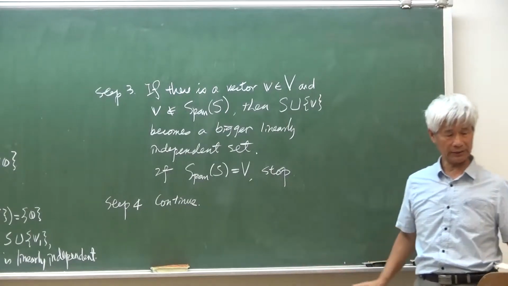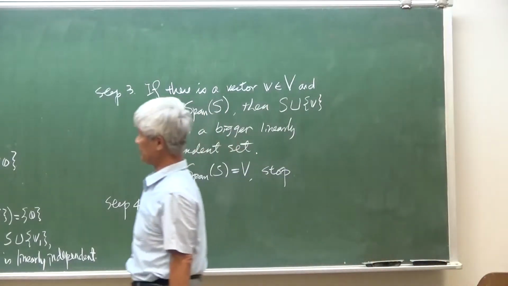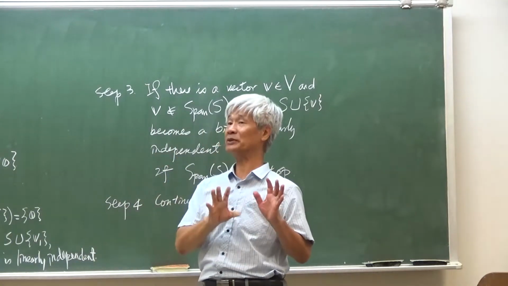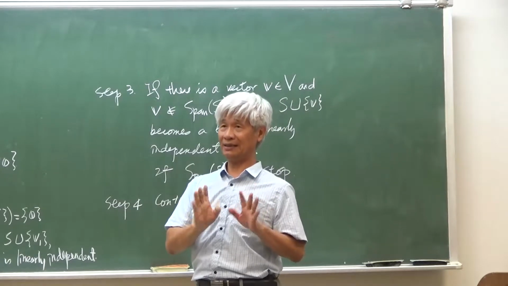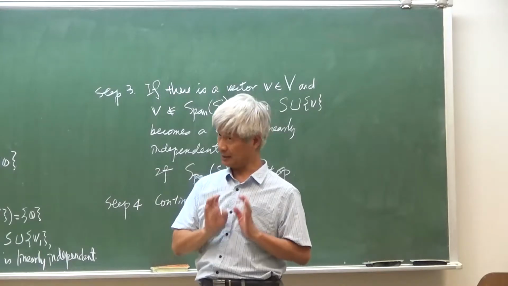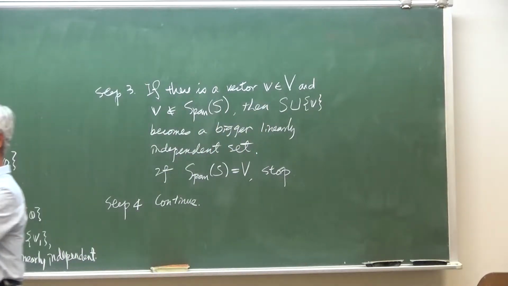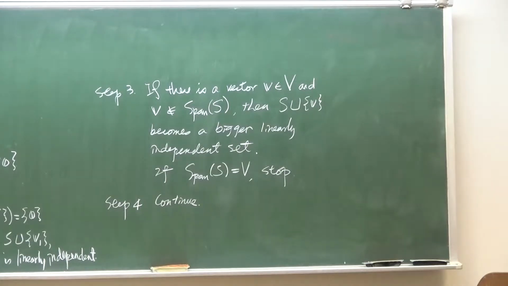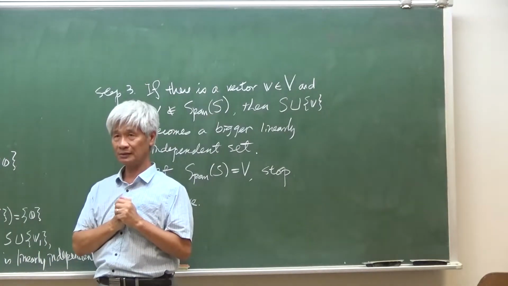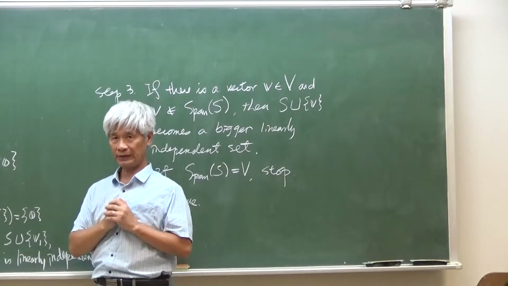So the algorithm is like this. We start with the empty set. Sometimes we say an empty set is a linearly independent set. You can say so. The empty set is a special kind of linearly independent set. So we start with a special linearly independent set, which is the empty set. And the span, by definition, is the singleton, which consists of only the zero vector.